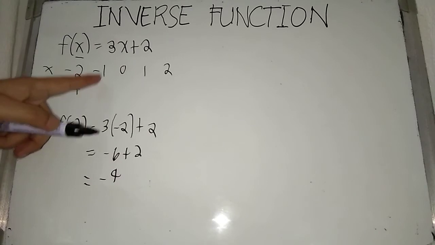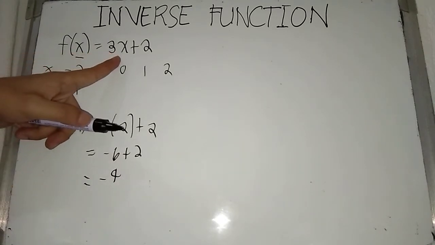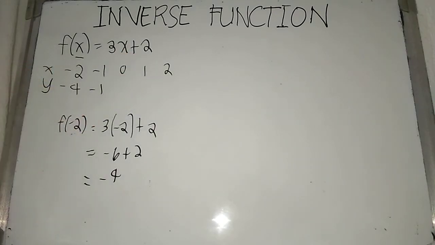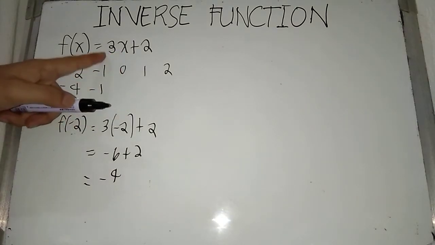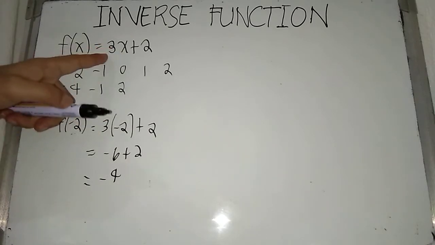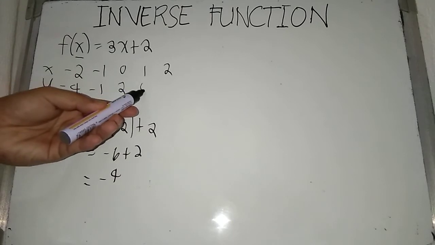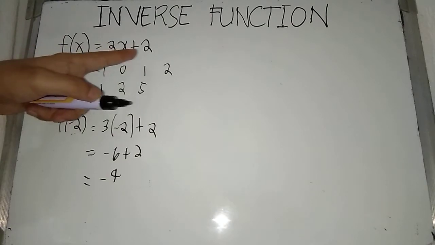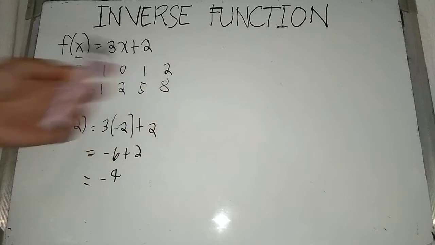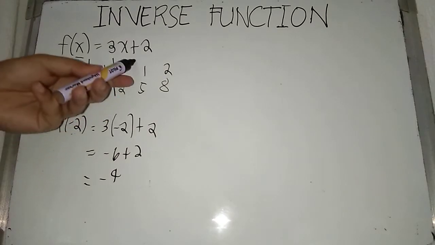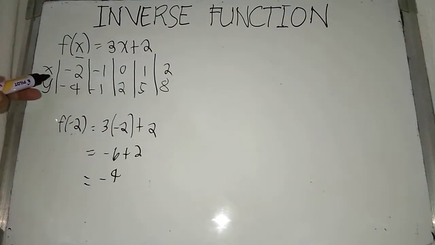Now if our x is negative 1, the same process: 3 times negative 1, that's negative 3 plus 2, it will become negative 1. If x is 0, substitute. So 3 times 0, 0 plus 2, that's 2. If x is 1, 3 times 1, that's 3 plus 2, which will be equal to 5. And when x is 2, 3 times 2, that's 6 plus 2, it will become 8. Now we have here our table of values that we are going to plot in our Cartesian plane.